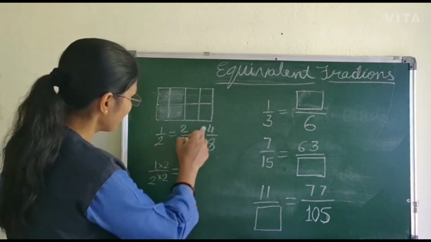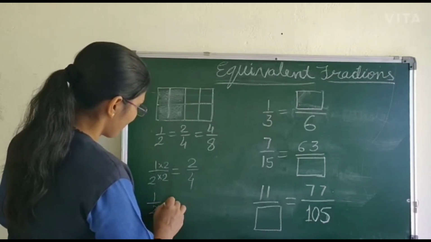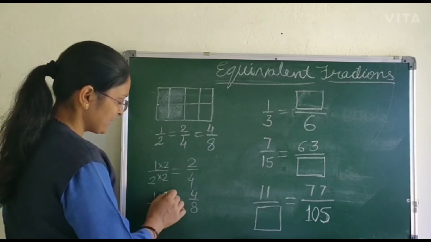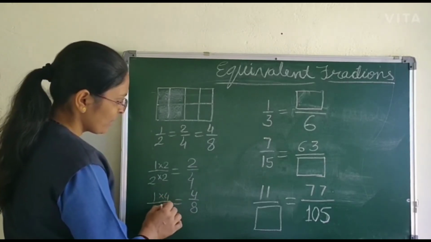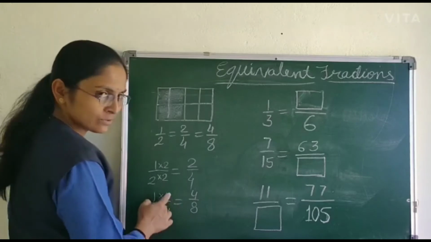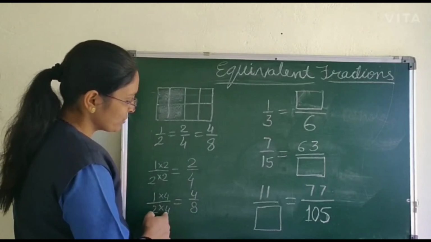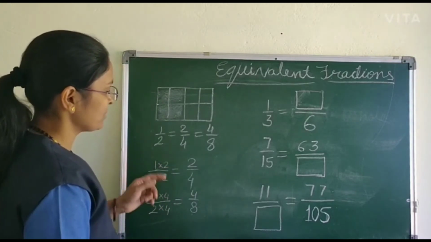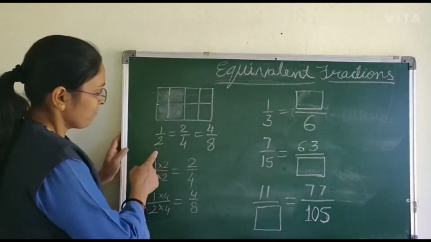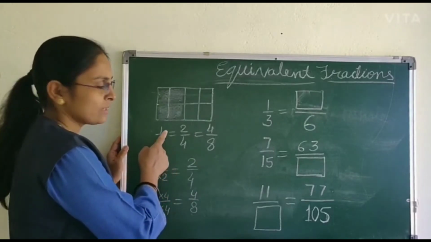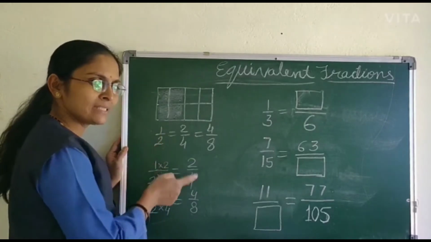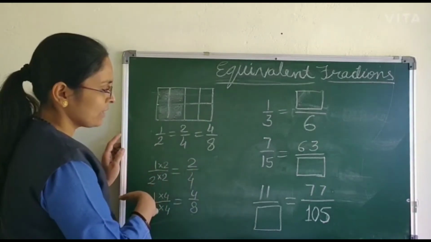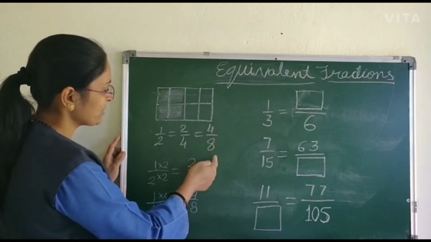Now 1 upon 2 is equal to 4 upon 8. Now what to do? I multiplied the numerator and denominator both by 4. So 1 into 4 is 4 and 2 into 4 is 8. In this way we can find the equivalent fraction. So if we multiply the numerator and denominator by the same number, we will get an equivalent fraction.